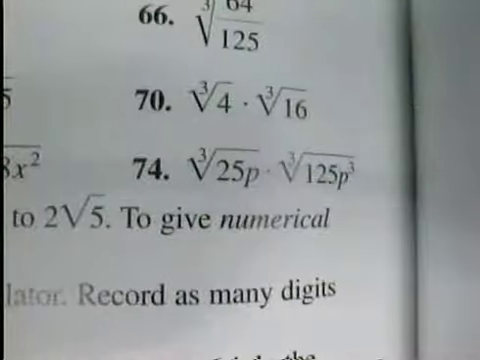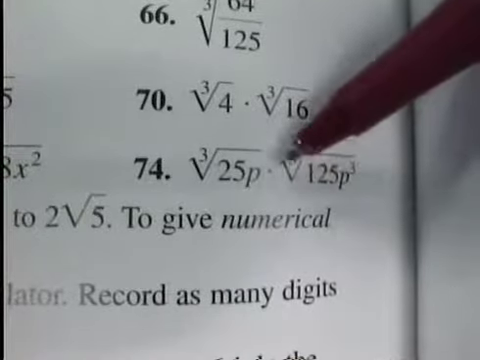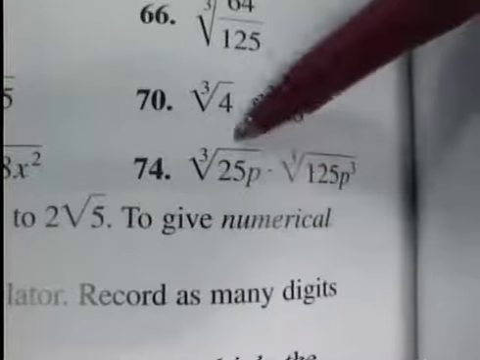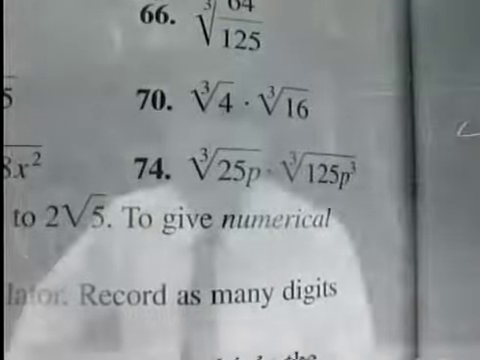Back to the problem. How do you write it? 5p times the cube root of 25p. All you could do is write the second radical as 5p. So this becomes, right here, this 5p. So you're going to end up with 5p times the cube root of 25p. And there's nothing else that can be done to that.